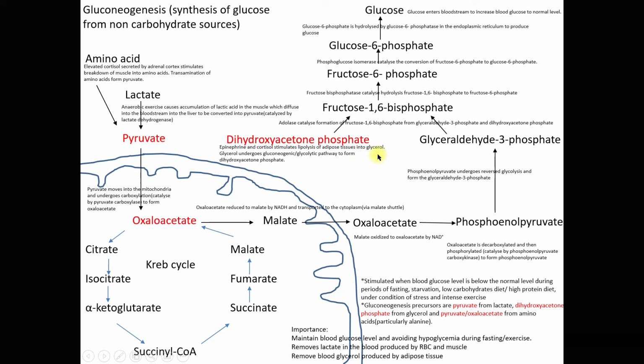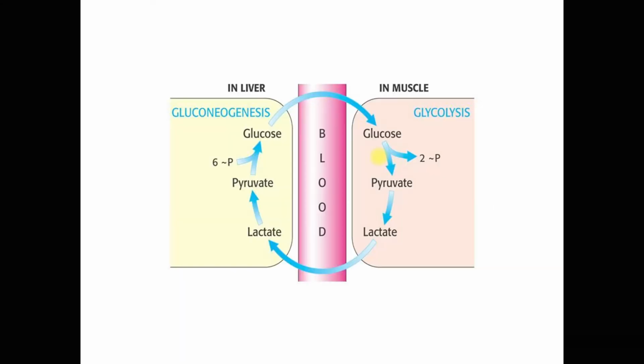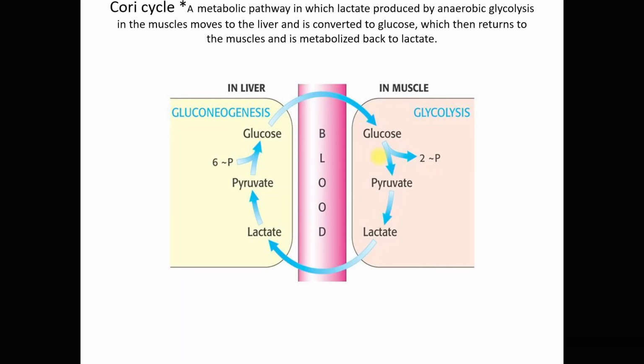Now, the removal of lactate in the blood, which is produced by muscle during strenuous exercise, is done by the Cori cycle. So in the Cori cycle, gluconeogenesis occurs. It's a part of the Cori cycle. So this is gluconeogenesis. Now let's proceed with the Cori cycle.